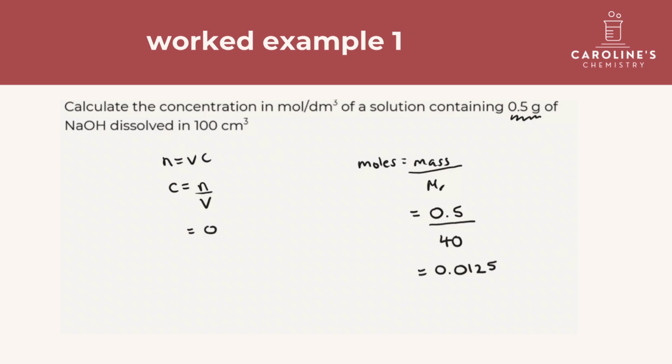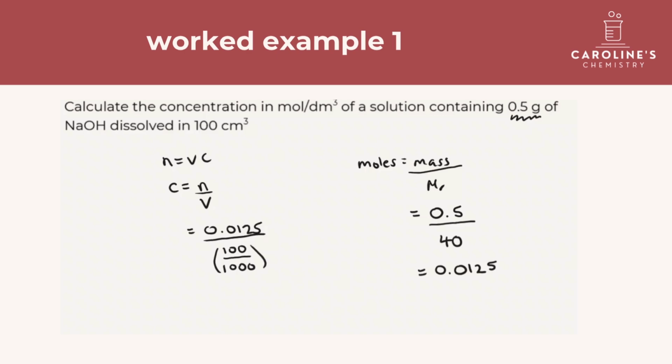Now let's put what we know into this equation. So the moles we just worked out, 0.0125, divided by the volume. Now here is a really common place people get tripped up. We forget quite often that this volume needs to be in decimeters cubed. So we have to take that 100 centimeters cubed and divide it by 1,000.